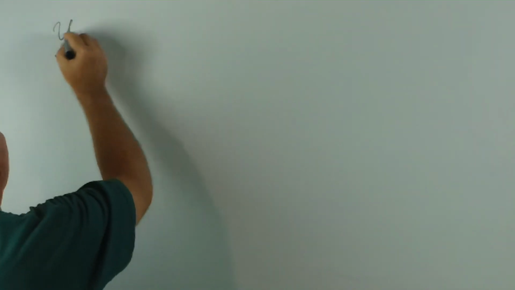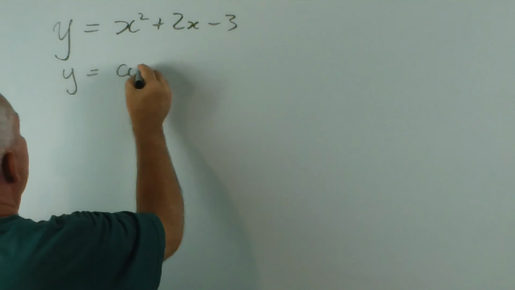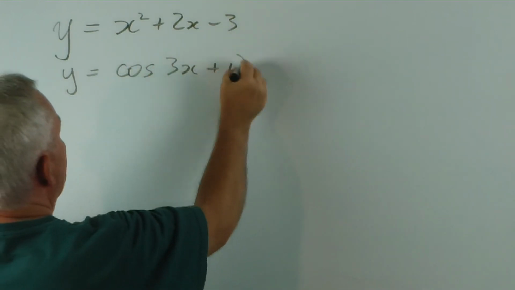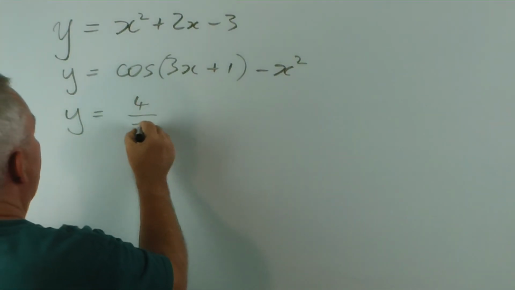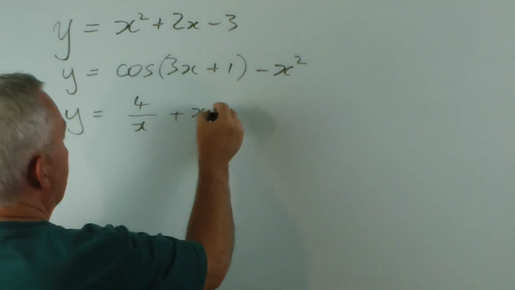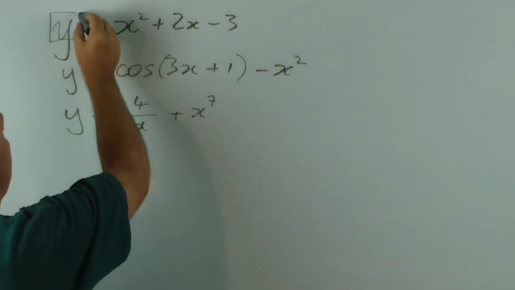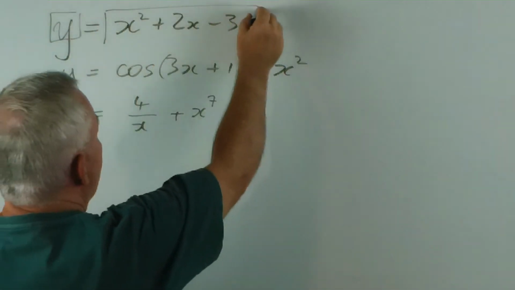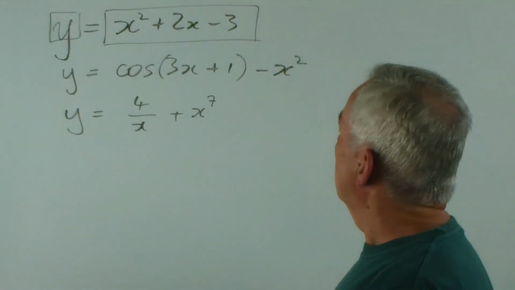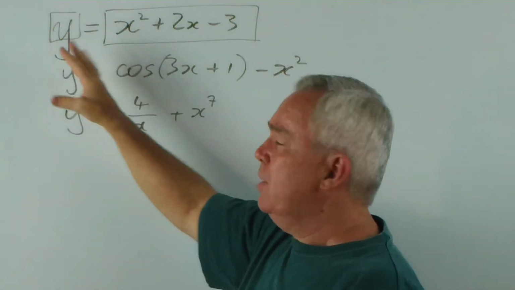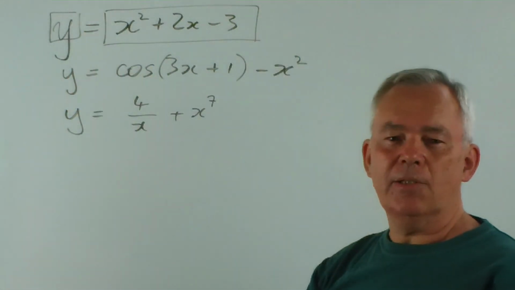Things like this: y equals x squared plus 2x minus 3, y equals cosine of 3x plus 1 minus x squared, y equals 4 over x plus x to the 7. Situation where y is on one side of the equation and everything on the other side of the equation contains an x or a constant. There are no y's here and there are no x's here. This is what we call an explicit function, where y is very explicitly written as a function of x.